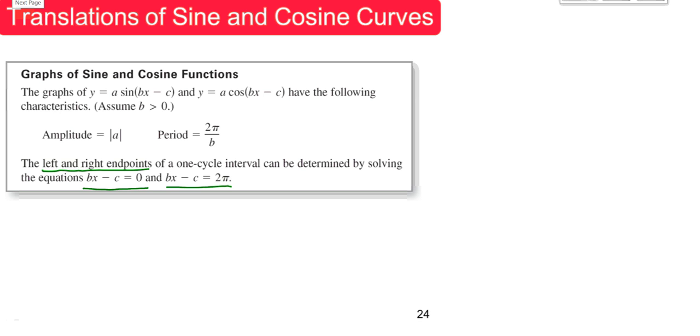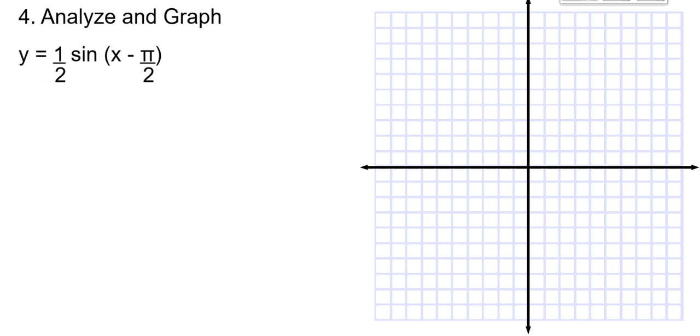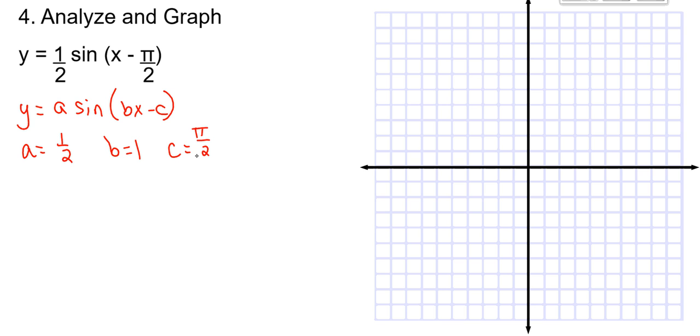So let's look at this next problem, and several things are going to be happening here. Let's analyze the graph first, and then we'll graph it. So this is y equals a sine bx minus c. Just thinking about what these things are, a is 1/2, b is actually 1 in this case, and c, notice it is minus c, so c is pi over 2. So that's just figuring out what A, B, and C are.